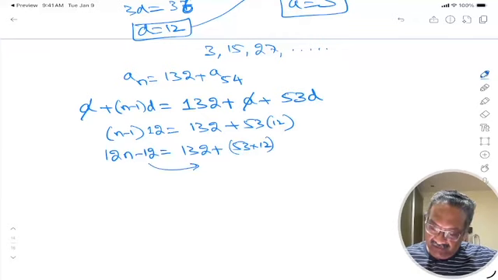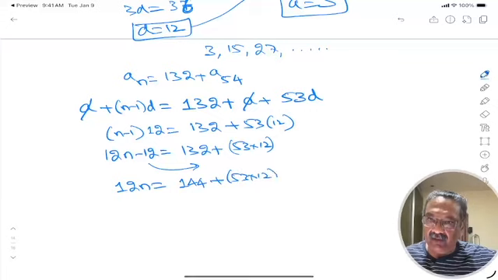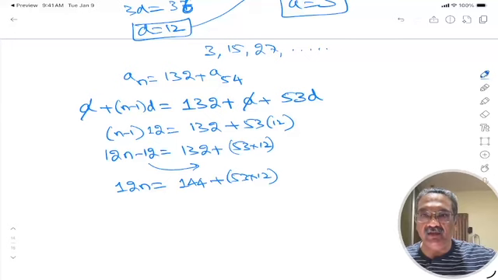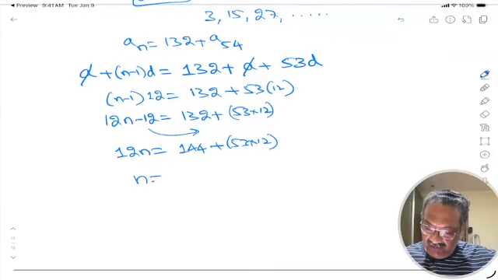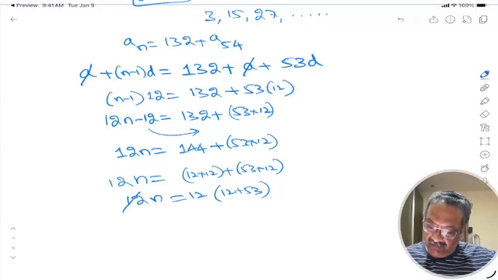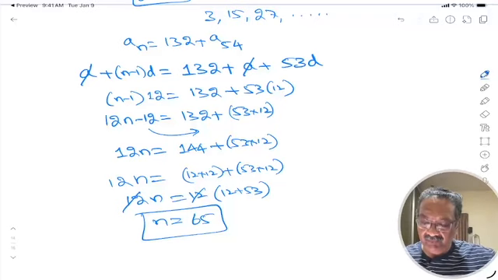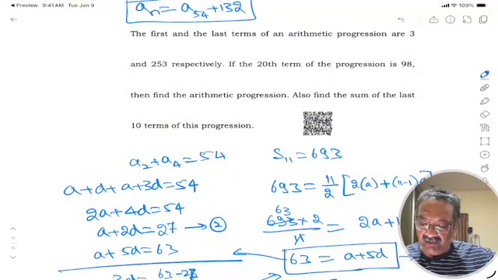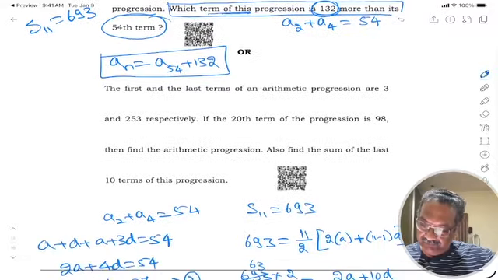I'll take this 12 this side. 12n is equal to 132 plus 12 is 144 plus 53 into 12. Why I am not multiplying is because I am seeing 12 in all the terms. So 12n is equal to 144, I'll write as 12 into 12 plus 53 into 12. So 12 into 12 plus 53 is 12n. 12 cancel, n is equal to 65. So the 65th term will be 132 more than this one.